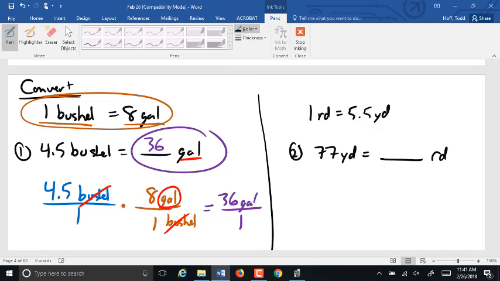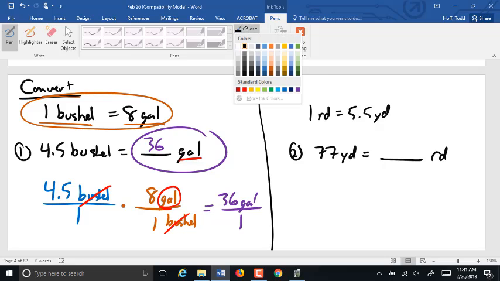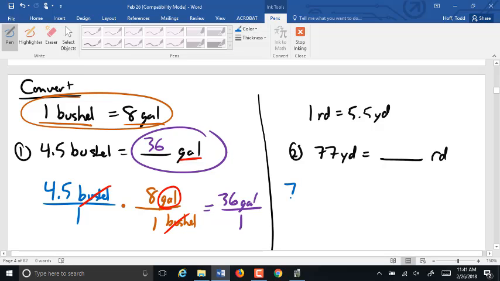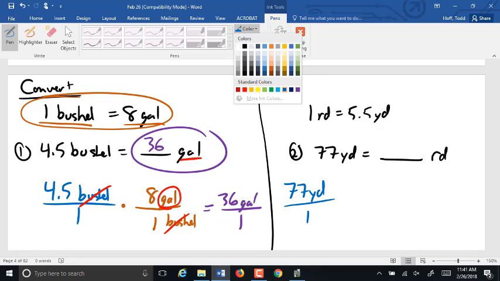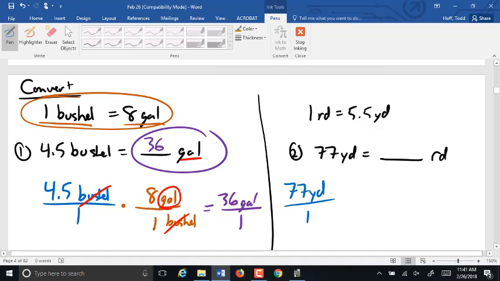Over here on the second one, similar type of issue. We have the 77 yards, but we're not real comfortable going into rods. It's not a unit we use all the time. So we'll set it up again with a conversion factor. Put the 77 yards over 1. And now we're going to convert. So in our conversion factor, we're getting rid of yards, so we're going to put yards on bottom. We look at our equivalency: 5.5 yards is equal to 1 rod.